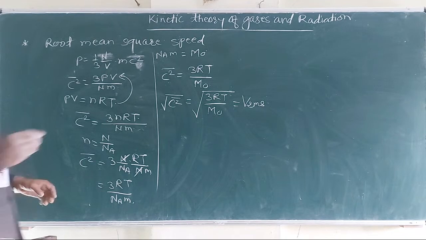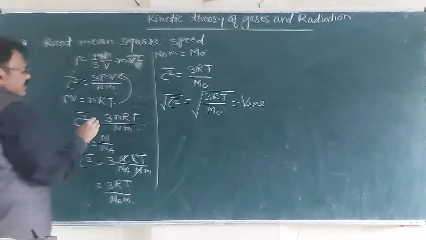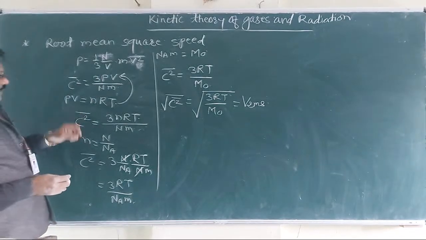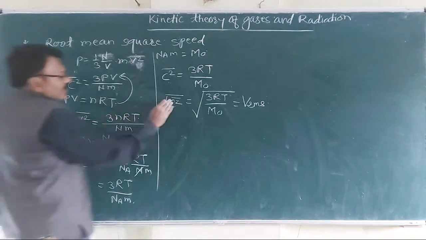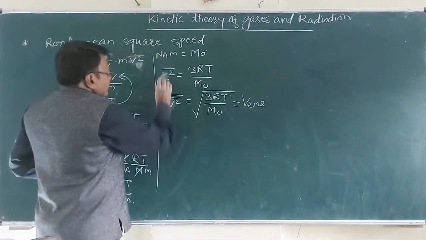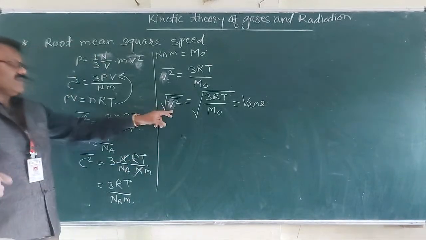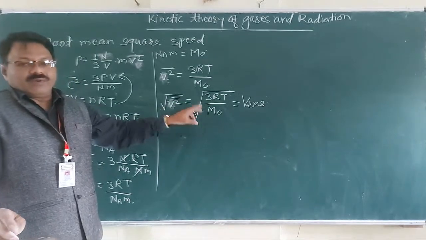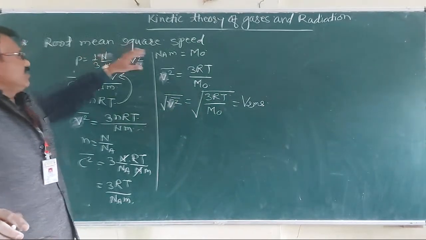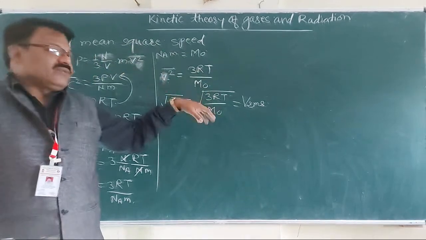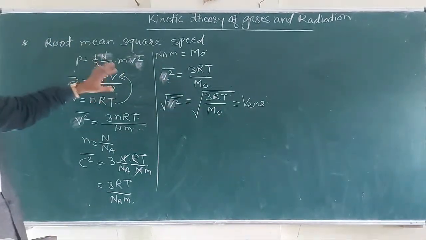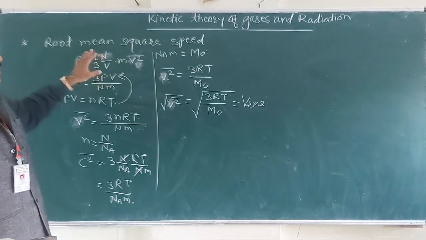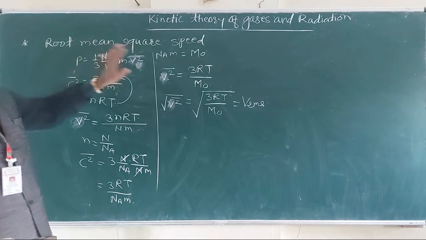Actually in this book this is taken as the b square. In the old book that was the c square, but in this case it is the b square. Instead of this c square we can write this as the b square. Square root of b square is the V_RMS, which is equal to square root of 3RT upon m naught. Now this is the root mean square speed. Instead of this v we can also use this c, that is also the mean of squares of speed.